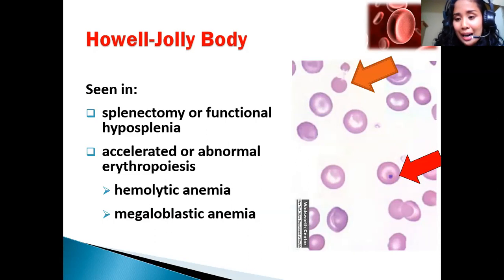Meron dalawang naka-arrow dyan, di ba? Yung red na arrow, it points to your Howell-Jolly body, pero may isa pang Pinoy dyan, class. The orange one. Ano kaya to? From last time. Class, this is a bite cell.